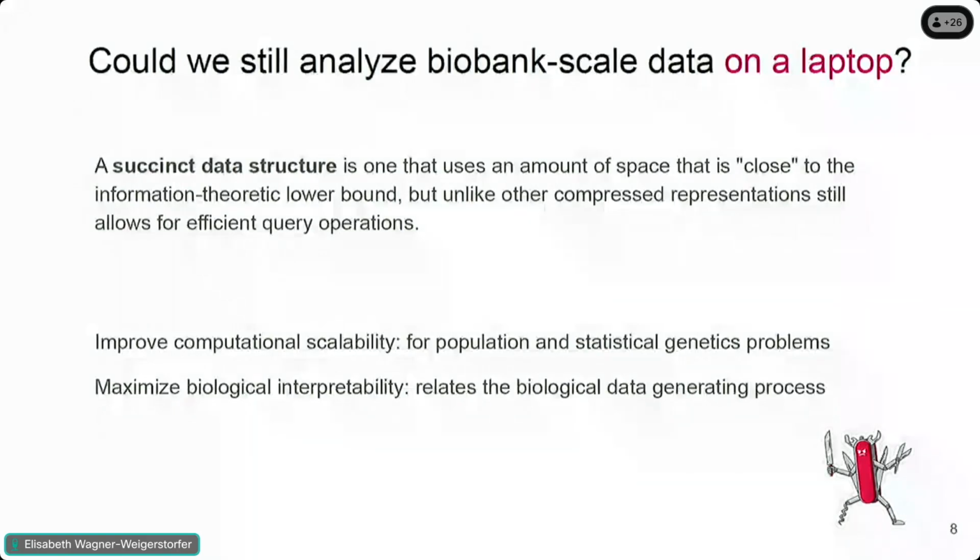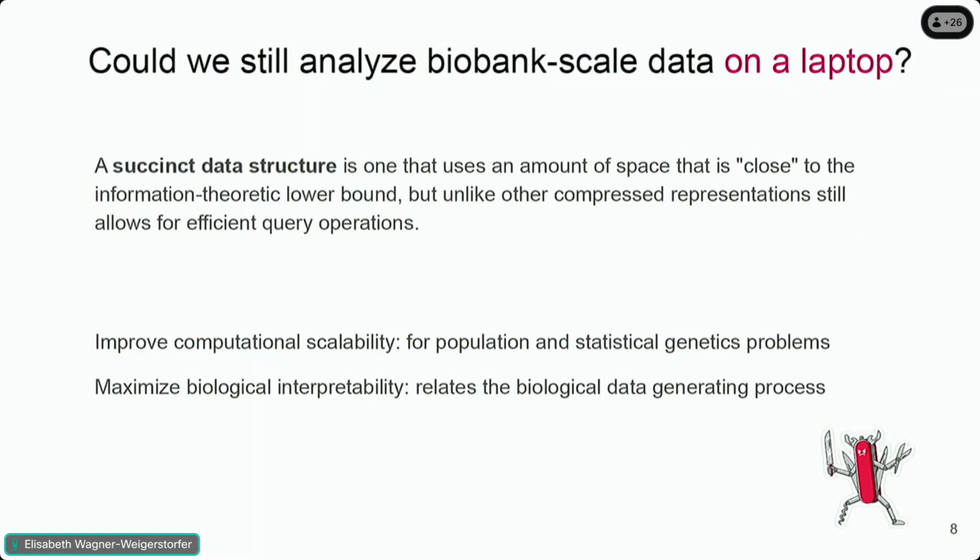It's talking about a hypothetical data structure that uses an amount of space close to the information theoretic lower bound, but different from a regular compression method or a compressed representation. It would still allow people to do efficient query operations. And the reason for this is that this data structure is supposed to be related to the data generating process. Because it's related to the data generating process, it can compress the data and still allow data query operations. And data query operations are what we need if we need to do any sort of computation or analysis.